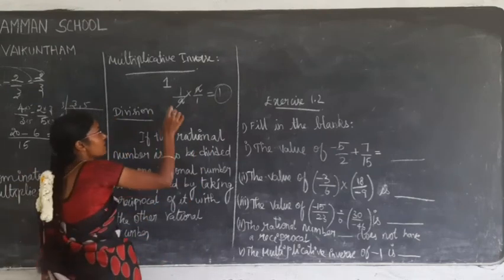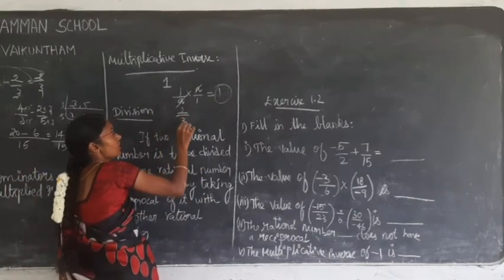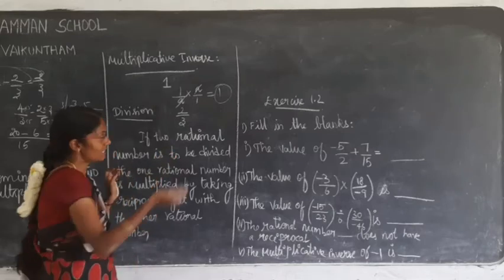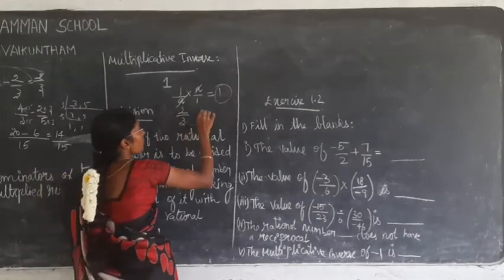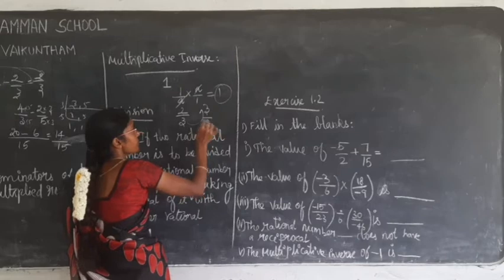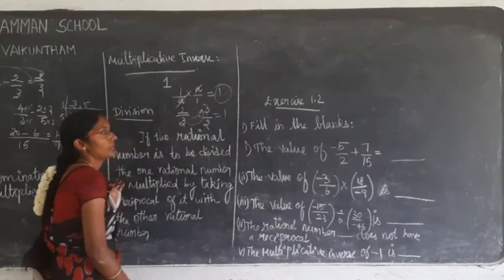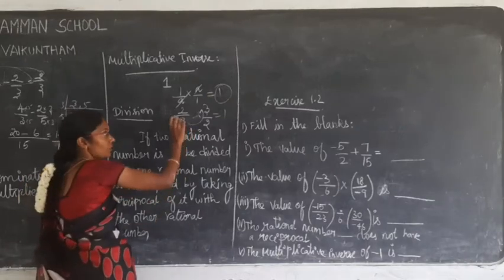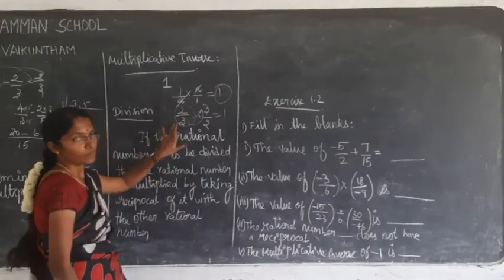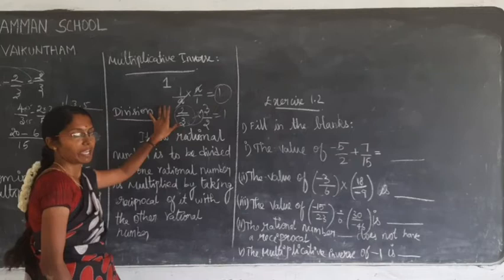Okay, so consider another rational number, 2 by 3. What is the multiplicative inverse? Its reciprocal, so 3 by 2. So you will get the answer 1. So what is the multiplicative inverse? If its reciprocal is there, that is the multiplicative inverse.